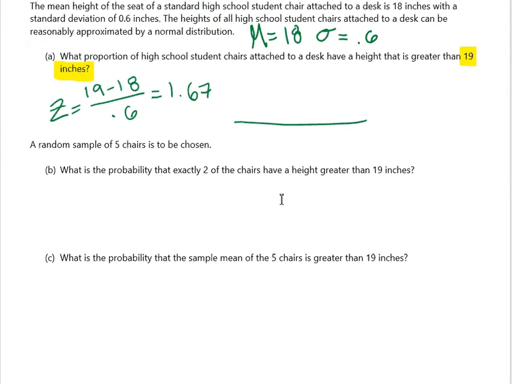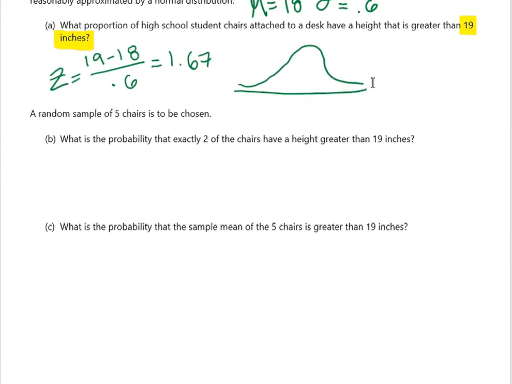something like that. And I want to put my mean in here. So this is my mean of 18. And then each little tick mark is a standard deviation. So I'm not a full 2, so it looks something like this. And then I shade here. Okay. And this is 19.